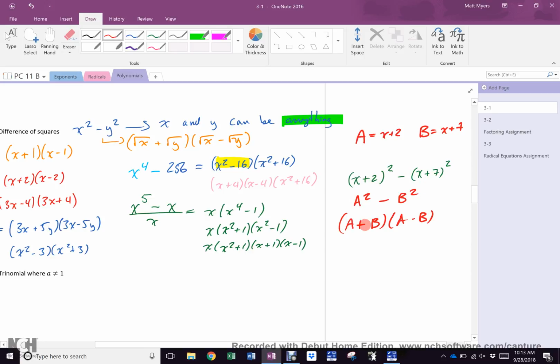There's no a and b in this question. A is x plus 2, isn't it? So this is x plus 2 plus x plus 7. What's x plus x? 2x. What's 2 plus 7? 9. Then this one is x plus 2 minus x plus 7. What's x minus x? Gone. What's 2 minus 7? Minus 5. Done.